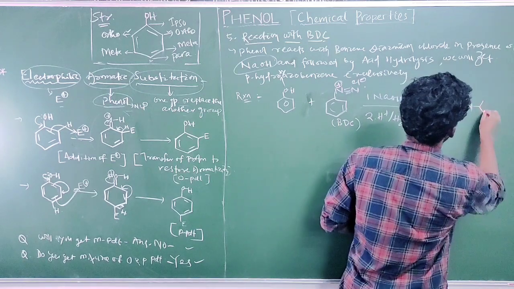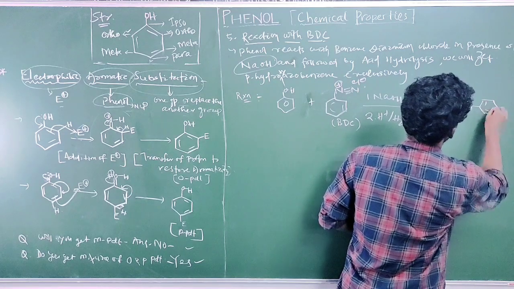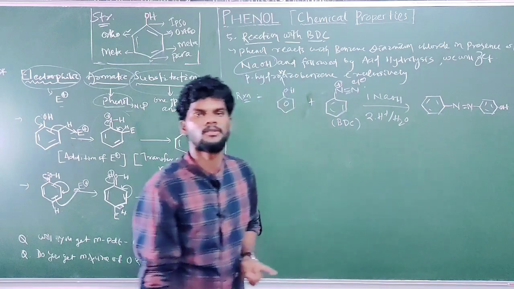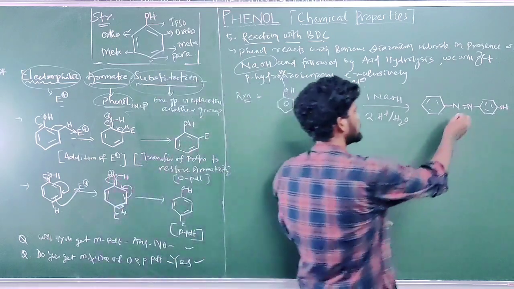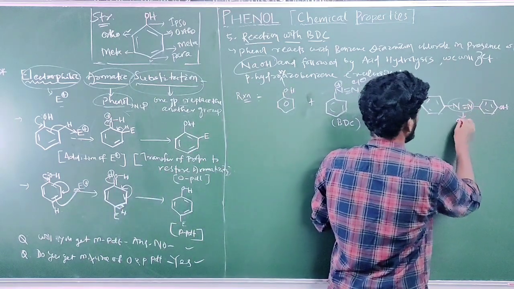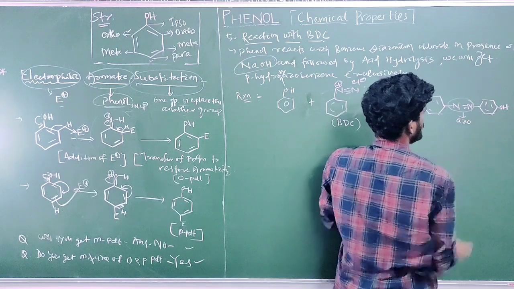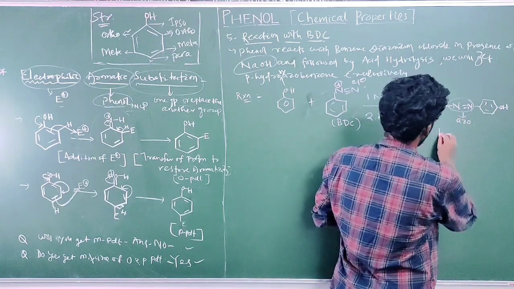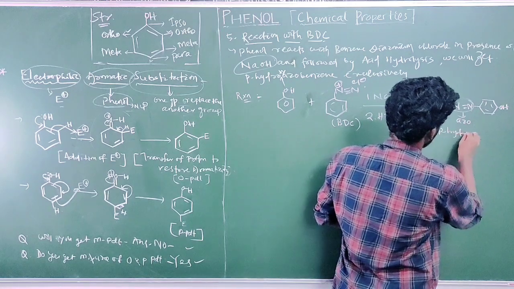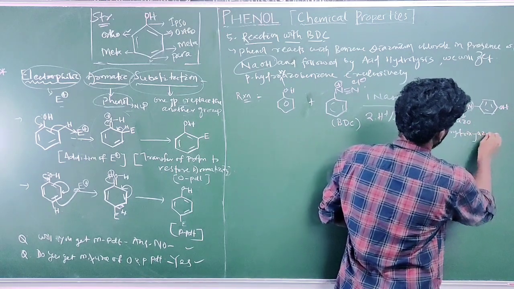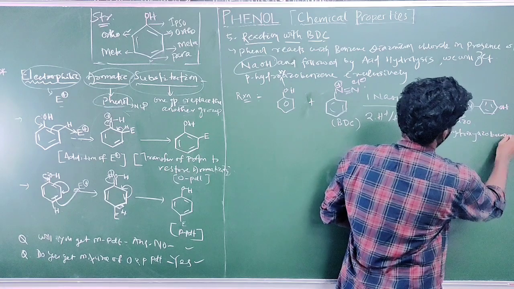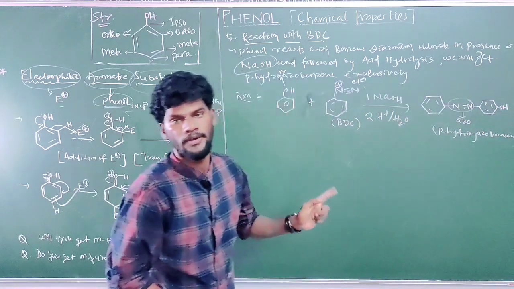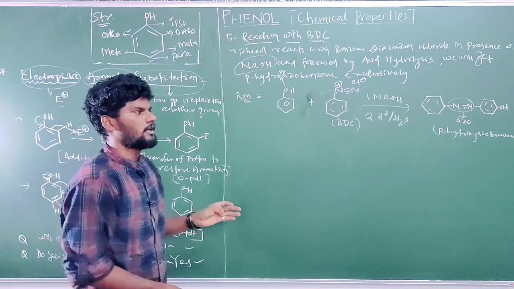Here is OH. Okay, this is para-hydroxyazobenzene. This is the azo group, N double bond N, attached at the para position. So para-hydroxyazobenzene will form exclusively. It will not form the ortho-hydroxy product because of steric hindrance.